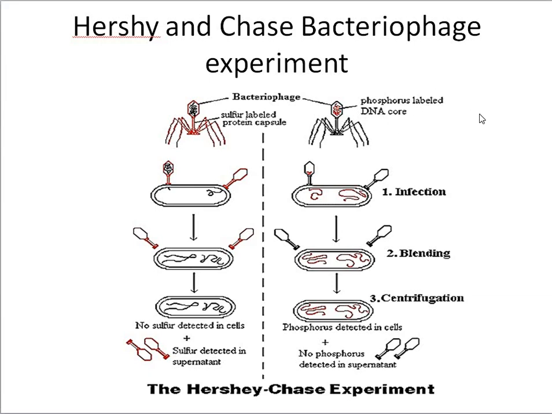But if there is a medium containing P32, radioactive phosphorus, then in that case the DNA of the bacteriophage will become radioactive because it will contain the phosphorus which is radioactive, the P32. But phosphorus is not present in the proteins, so proteins will not be labeled.